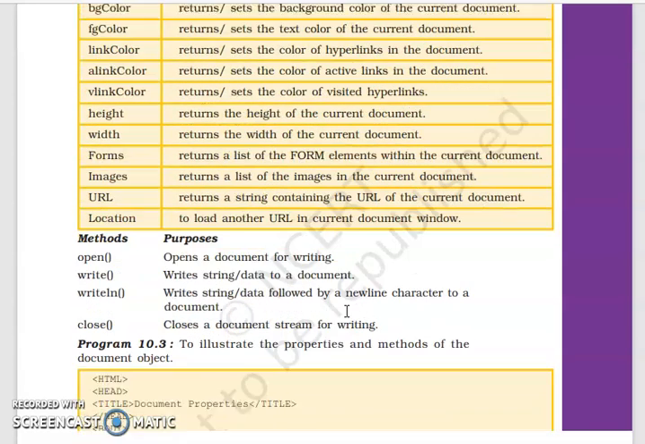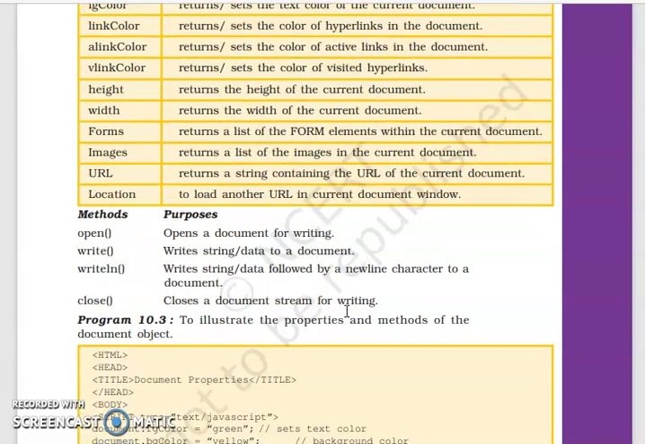What are the methods? The first one is open. It opens a document for writing. The write method writes a string or data to a document. writeln writes a string or data followed by a new line character to a document. \n means a new line character, so that is applied here. close means closes a document stream for writing. When you open a document, it must be closed.